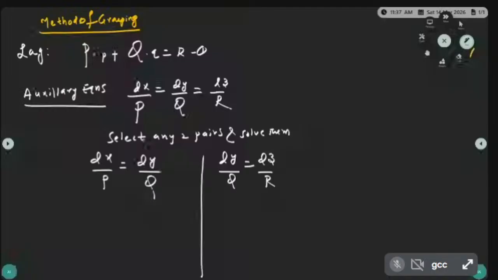Solving means integrating. If you solve, you will get the solution u of x, y equal to c1. And if we solve the other pair, we get v of, what are the variables? y, z. Here, what are the variables? x, y. Once you integrate, how many constants will you get? One constant.